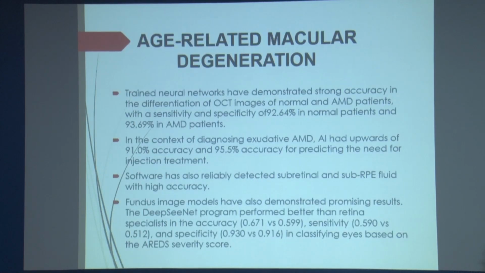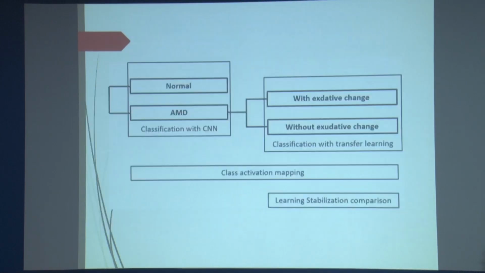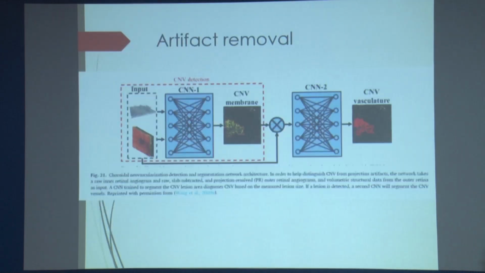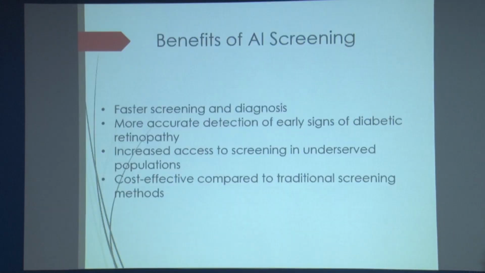In ARMD also there are various studies nowadays which divide whether the patient has wet or dry AMD. I'll just come to the conclusion as time is short. Yes, there are some benefits. It has faster screening and diagnosis. It has more accurate detection of early signs of diabetic retinopathy. It has increased access to screening in the underserved population, and it is more cost effective compared to traditional screening.